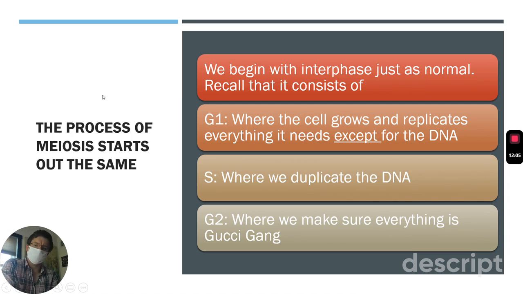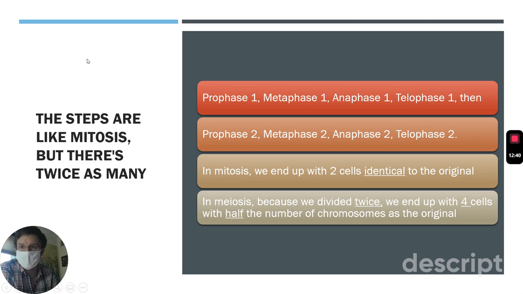So let's start on meiosis. Meiosis, like we were speaking about in the previous video, we still have interphase, which has G1, S, and G2. So G1, everything replicates except for the DNA. S, we duplicate the DNA. G2, we make sure everything is good to go before we continue dividing, all right? So interphase is the same in mitosis and meiosis.